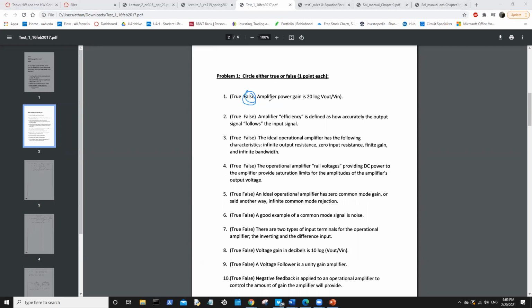It's simply the formula for amplifier power gain is 10 log power gain itself, AP, which is denoted as AV, voltage gain, times AI, current gain. So if you were to write out the formula for amplifier power gain in decibels, it would be 10 log parentheses AV times AI parenthesis, and that will yield your power gain in decibels.